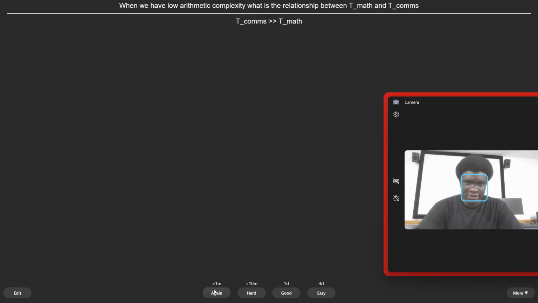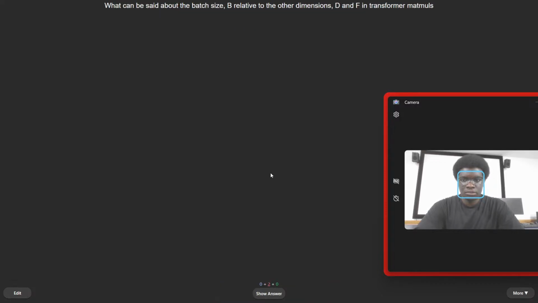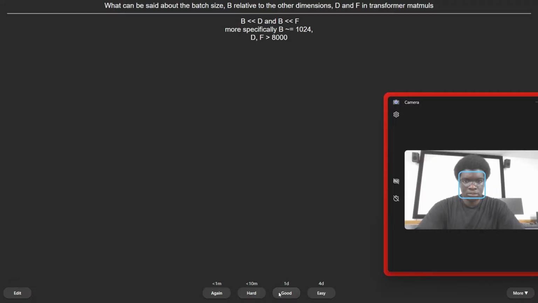Okay, brain fart. I'll have to do that again. What can be said about the batch size B relative to the other dimensions D and F? B is much smaller than D and F. B is about 1,024 typically, whereas D and F are greater than 8,000.